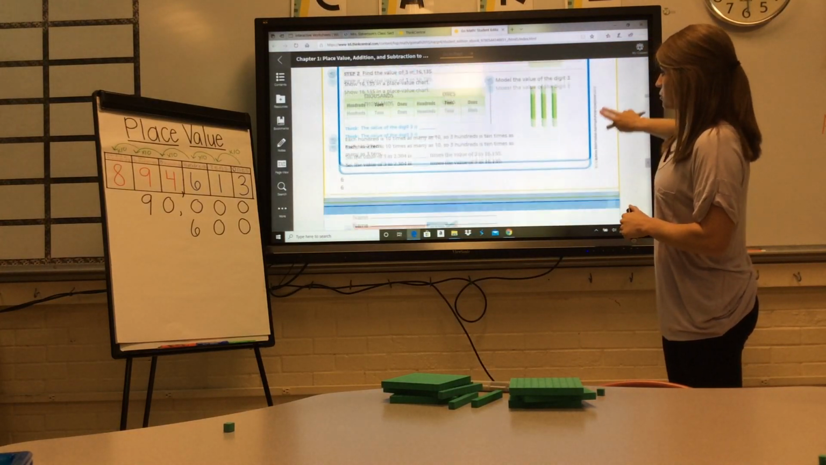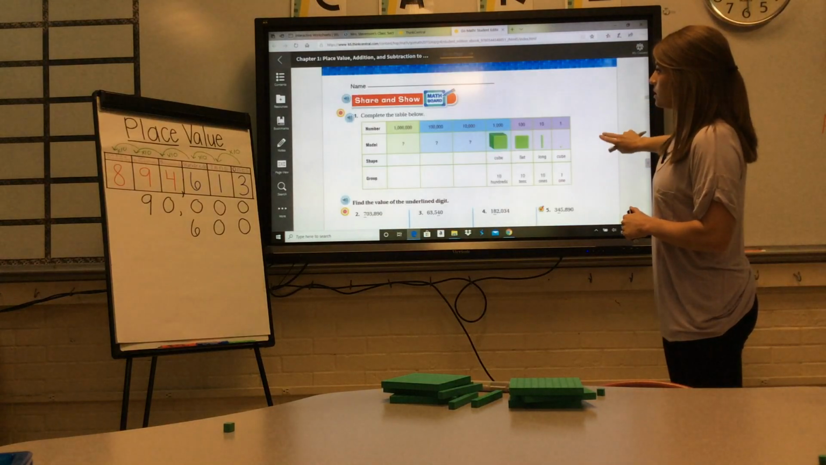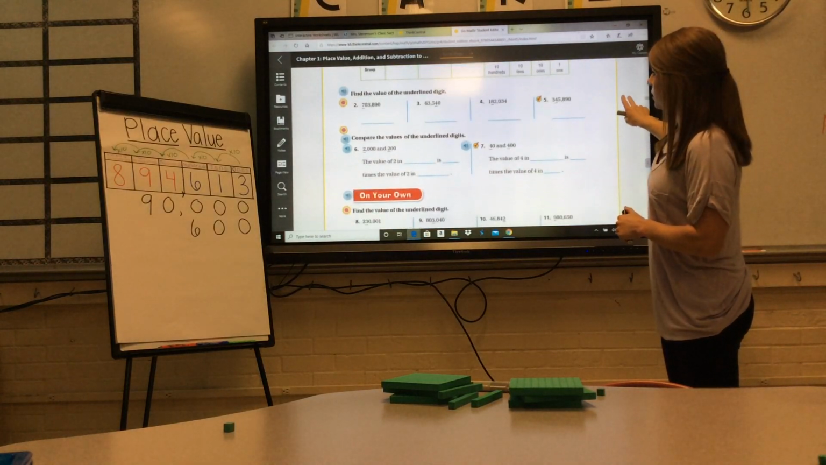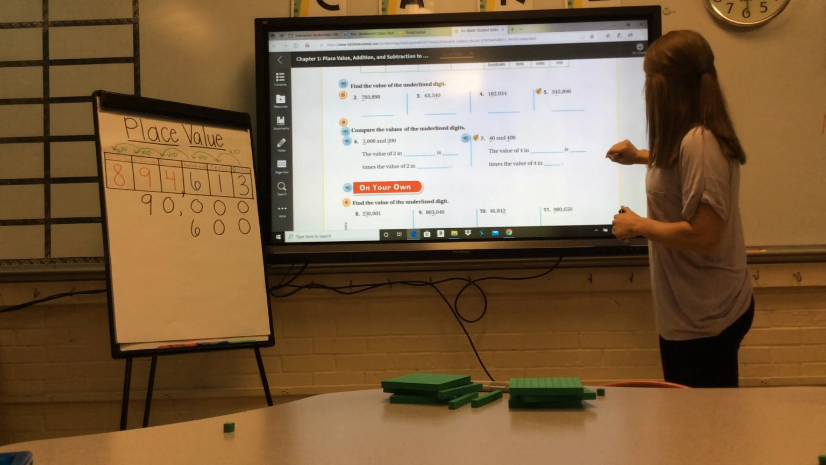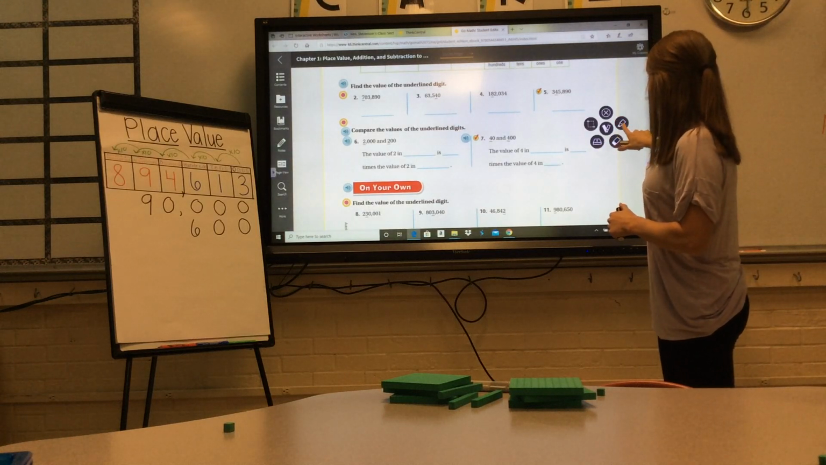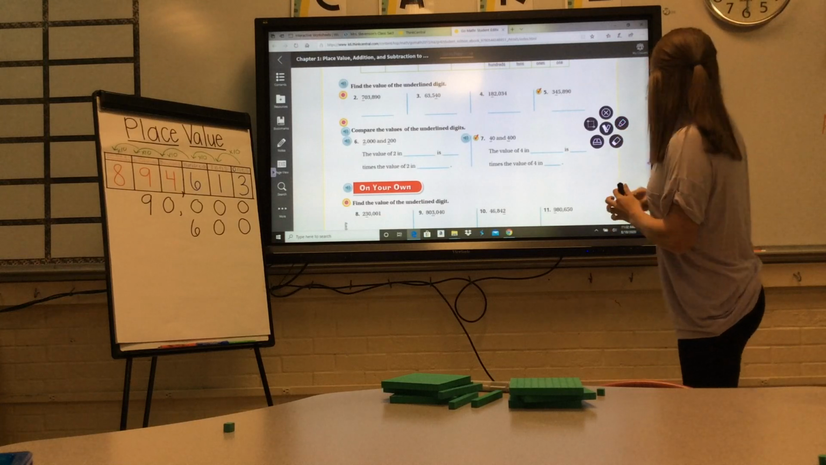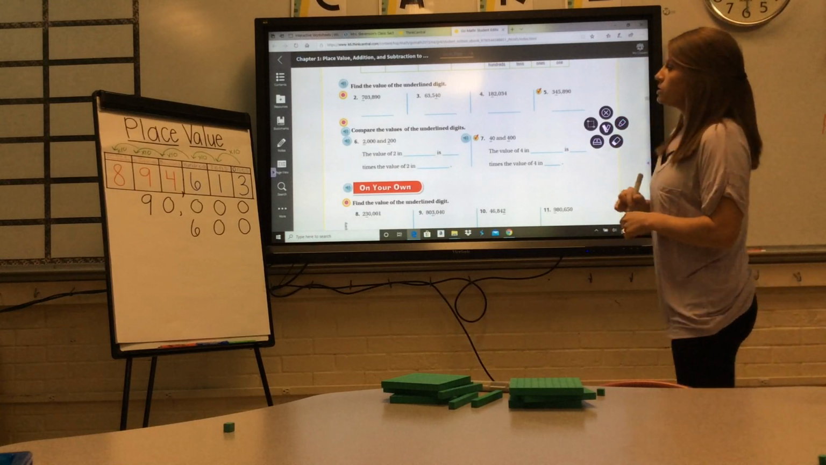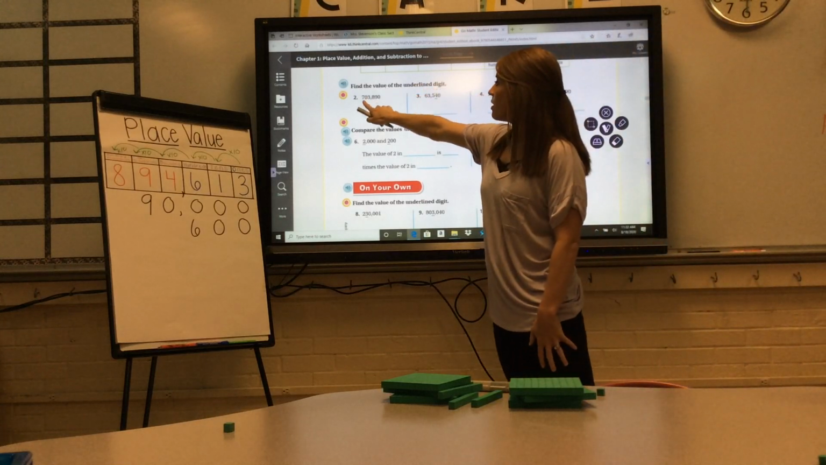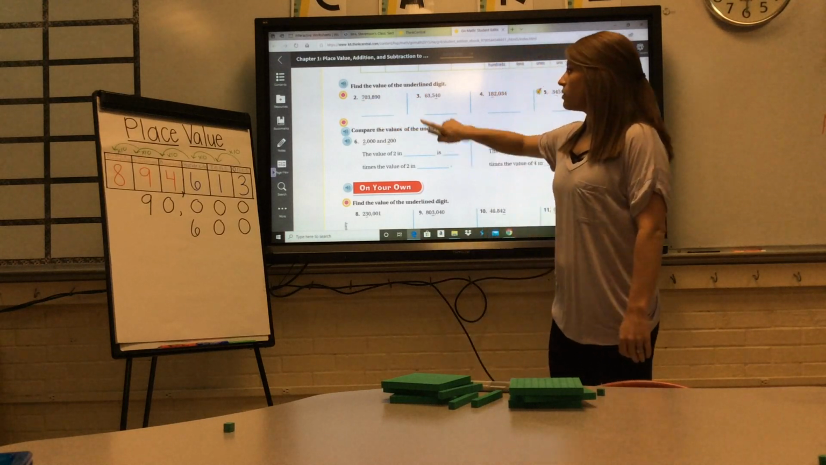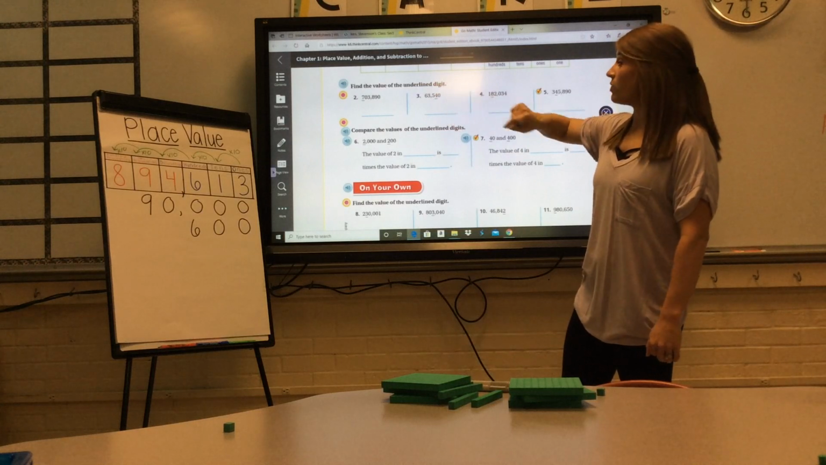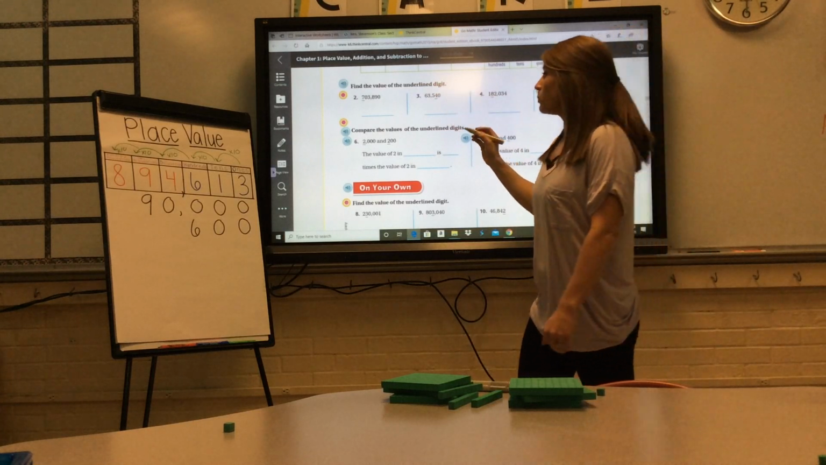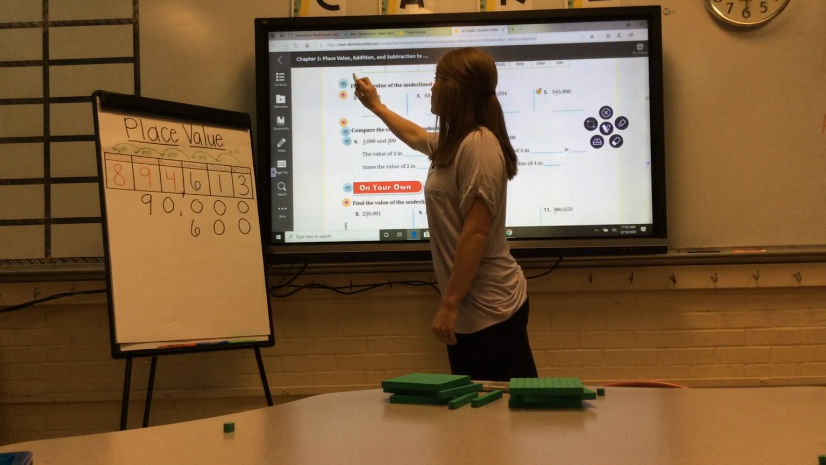All right, let's do some extra practice. Let's look at these. Okay, there we go. I'll lock it right there. I'm going to change my color up. I like to change my colors up when I'm writing. Okay, so they want us to find the value of the underlined digit. So this number right here is 703,890. I'm going to write it a little bit bigger.